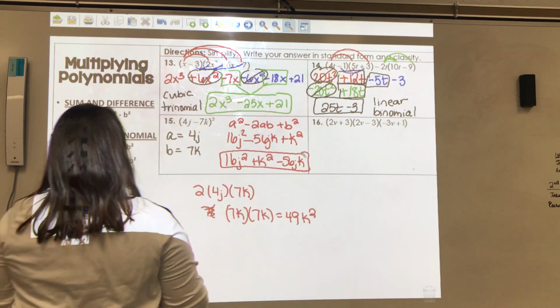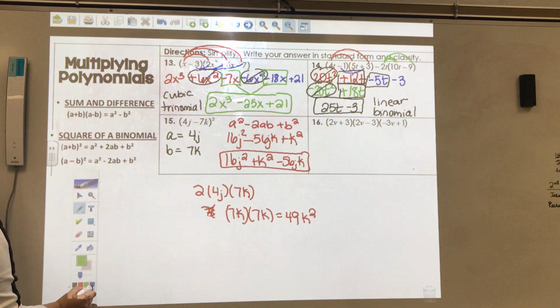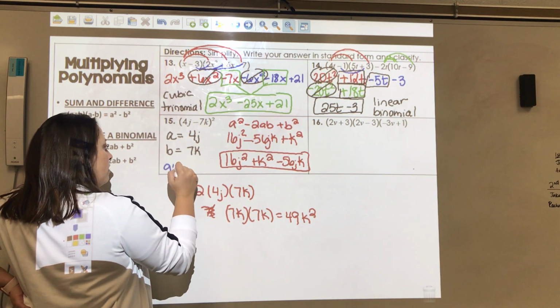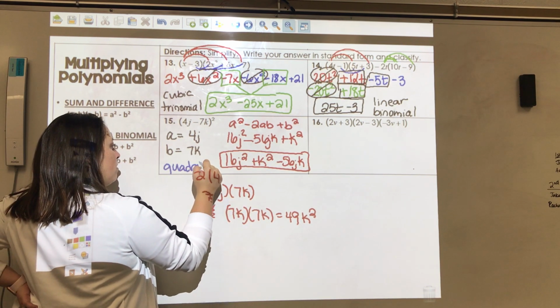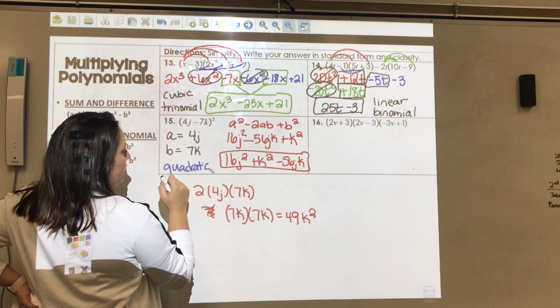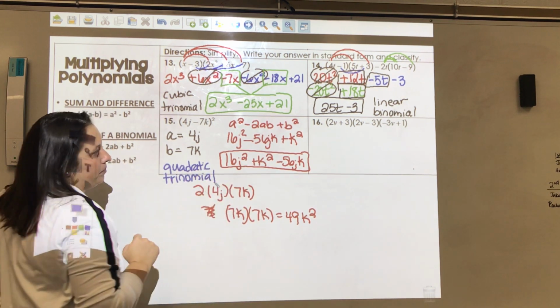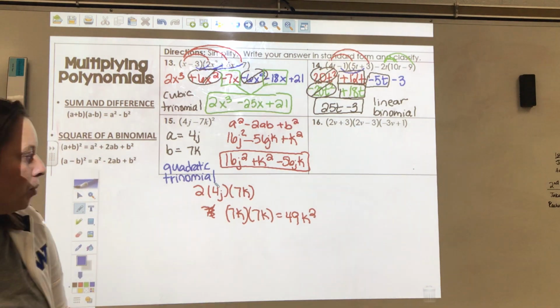We still have to classify it. Its highest exponent is 2, so therefore it is a quadratic. And it has 3 terms, so therefore it is a trinomial. Okay, almost done, guys, almost done.